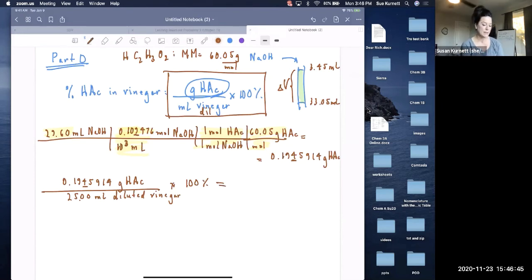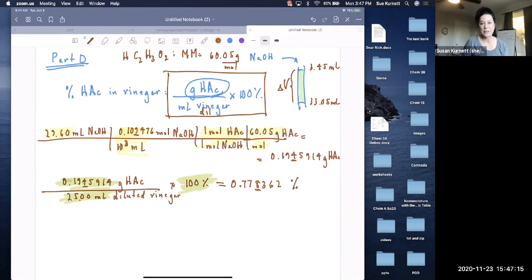So 3 sig figs, but unrounded, divided by 4 sig figs times unlimited sig figs. Our answer should have 3. What did you get? Tell you what I got. 7.78362. Oh, no, I didn't. I got 0.778362.